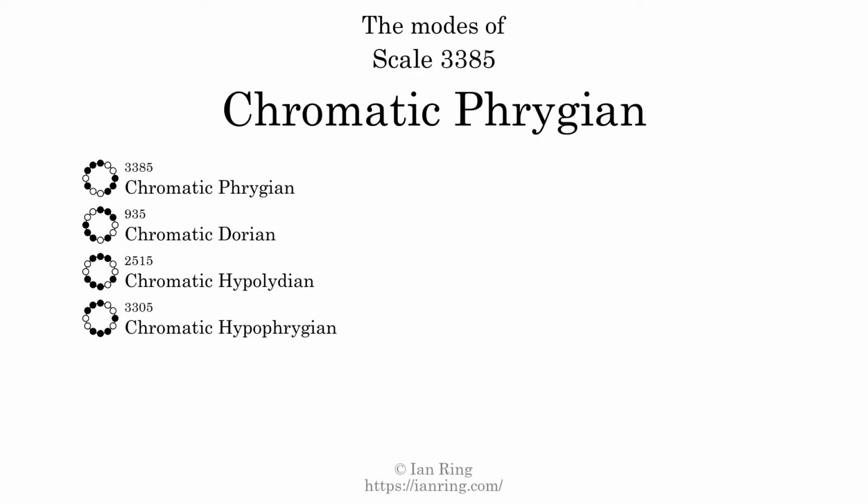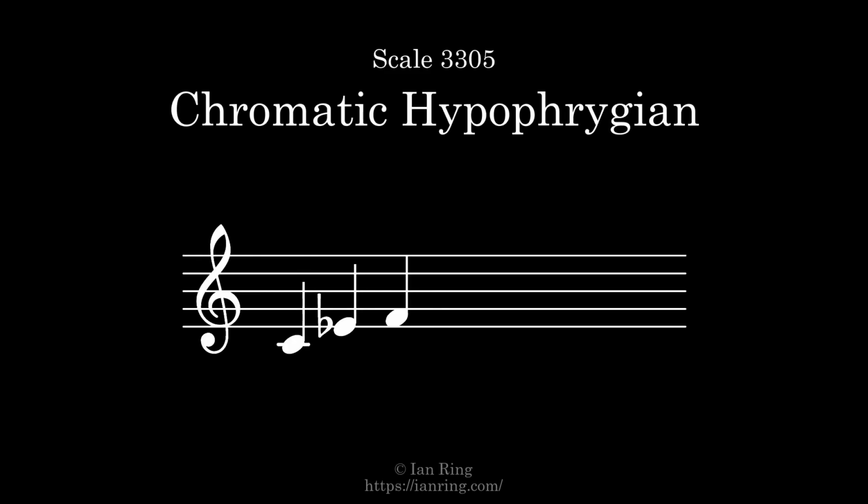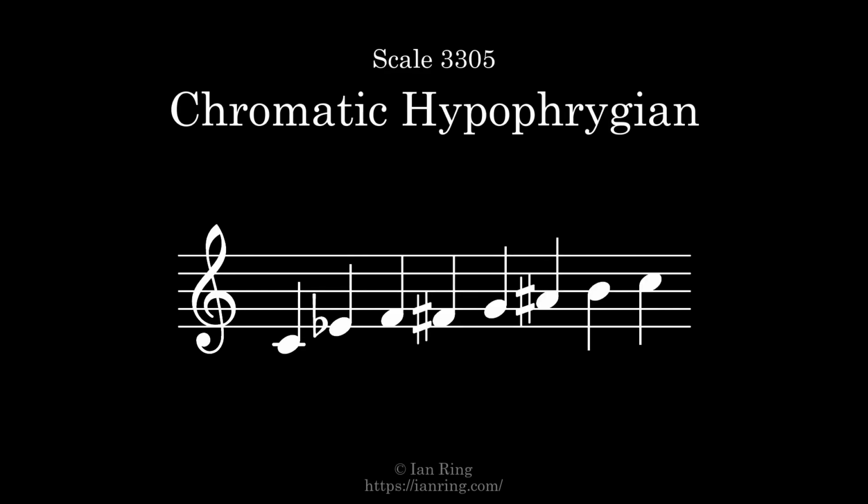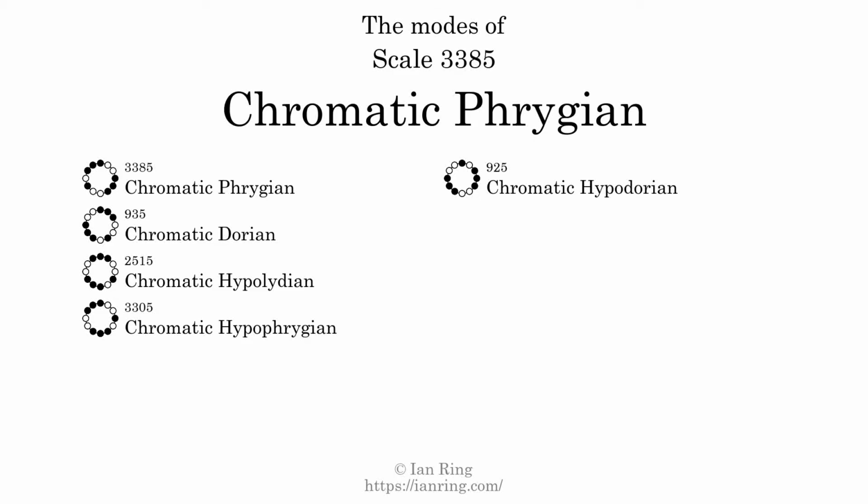The fourth mode is scale 3305, also known as Chromatic Hypophrygian. It sounds like this. The fifth mode is scale 925, also known as Chromatic Hypodorian. It sounds like this.